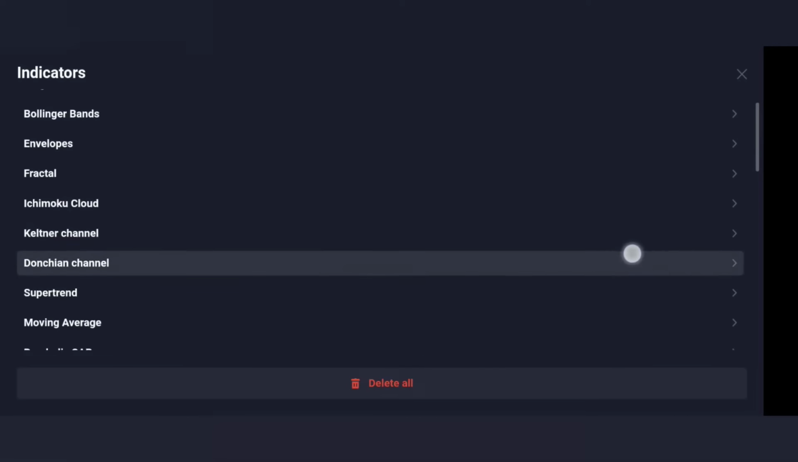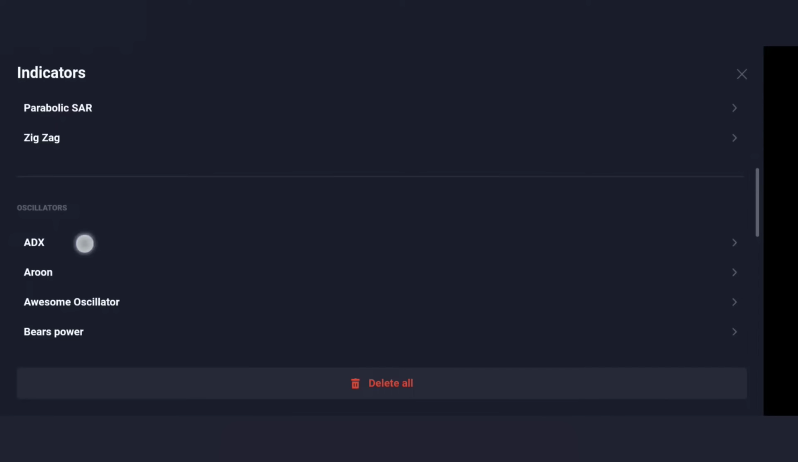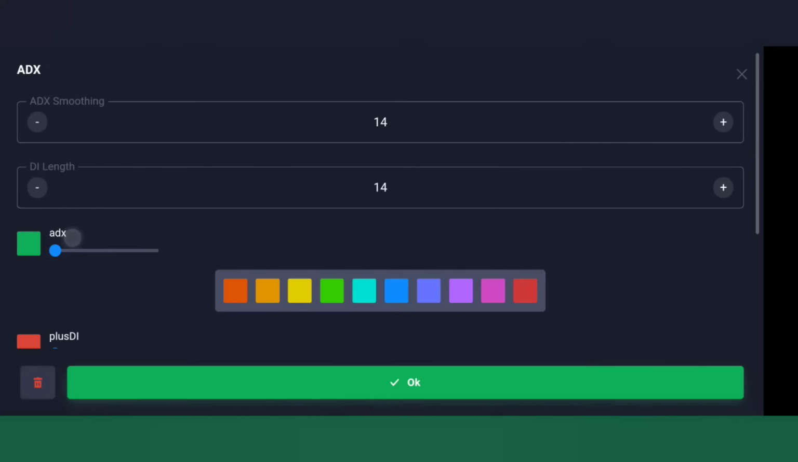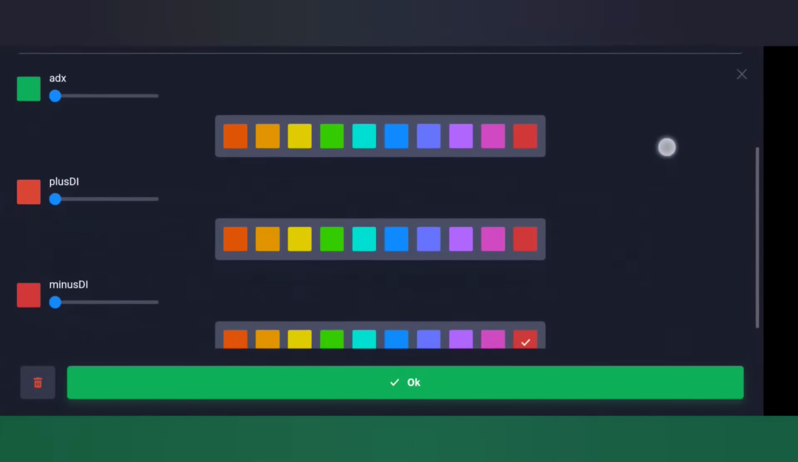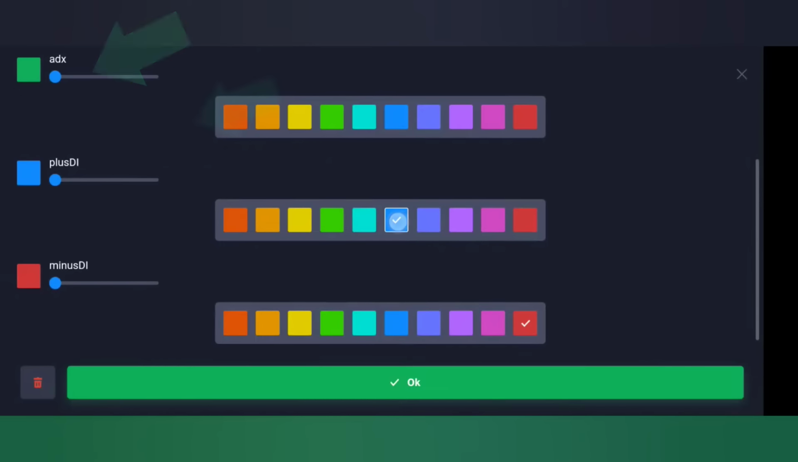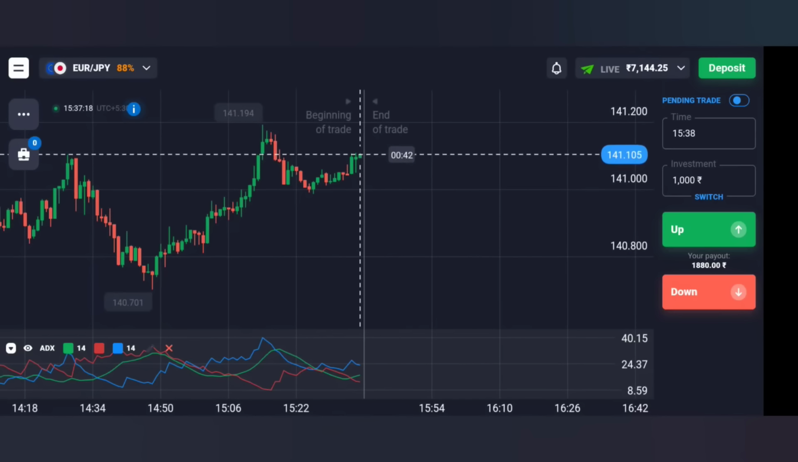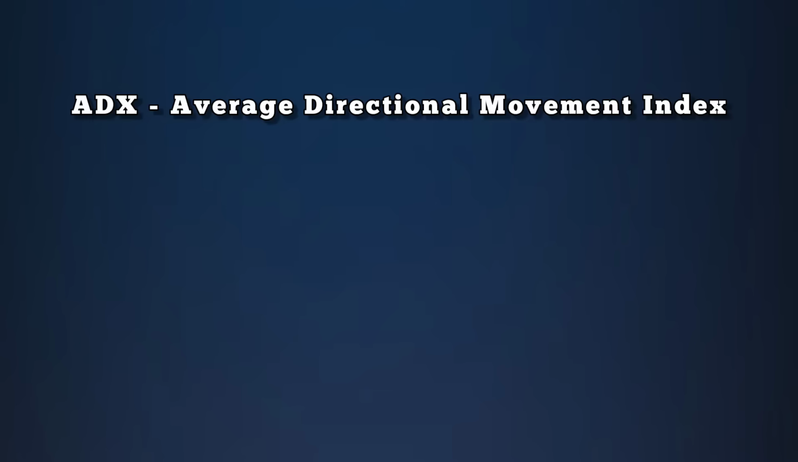First choose the ADX oscillator. Here the green line is ADX, the blue line is plus DI, and the red line is minus DI. This is how the ADX oscillator is shown in the chart. Full form of ADX is Average Directional Movement Index.